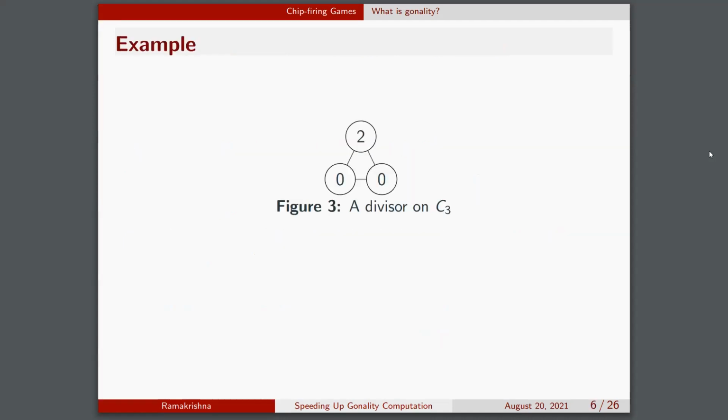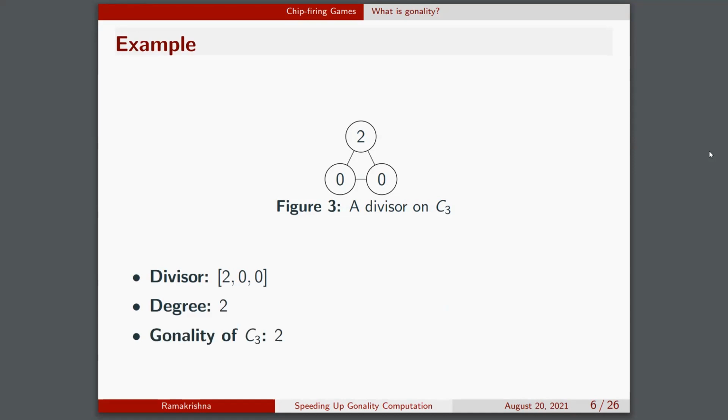So I realize I gave you guys a lot of definitions and stuff without really giving any examples, so this might be a little nebulous right now. So let's just look at our handy old C3 graph again. Again, we have the divisor we were looking at before of degree 2. Let's say we're indexing the vertices in a certain way, so our divisor is 2, 0, 0. Our degree is 2. And I'm going to tell you that the gonality of this graph is in fact 2.